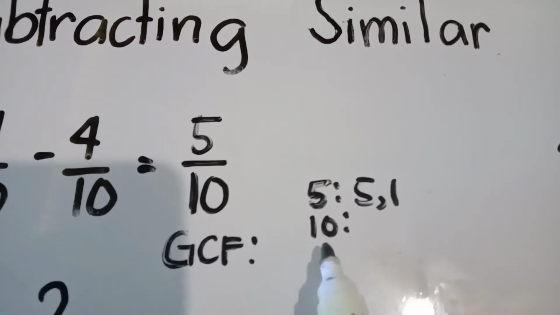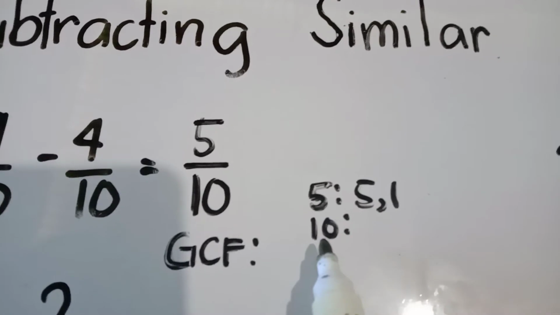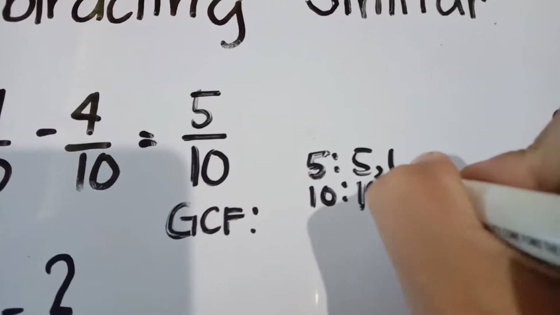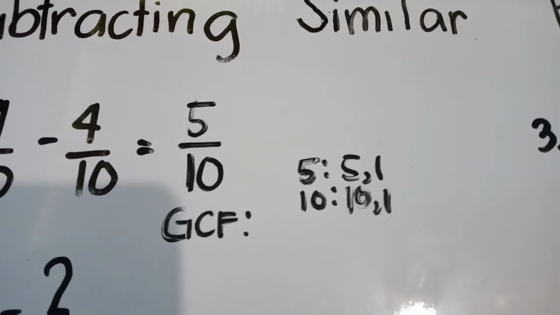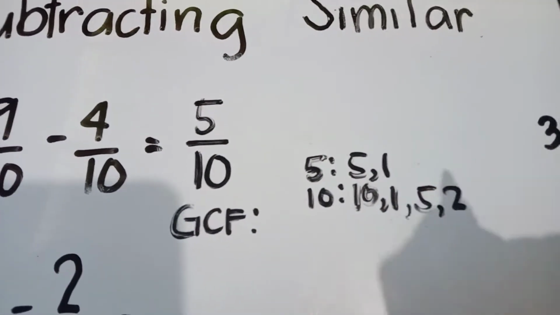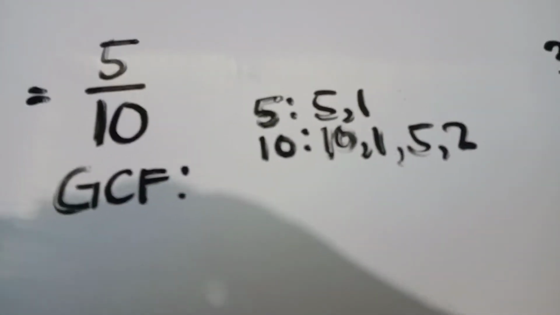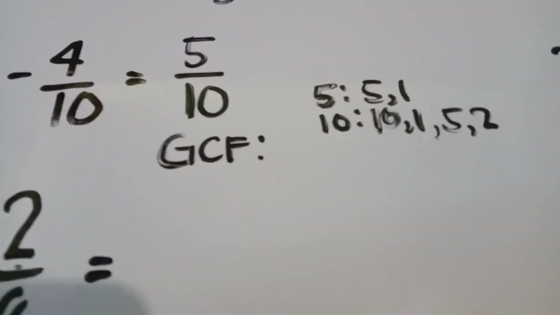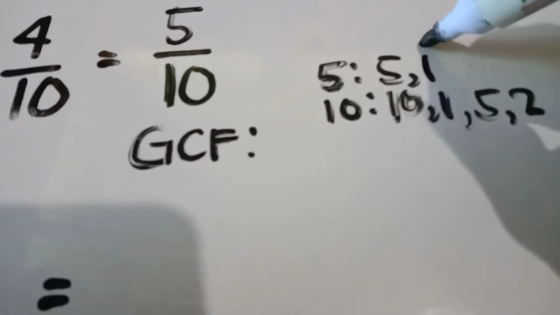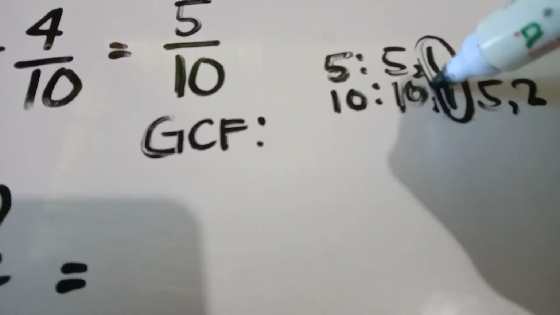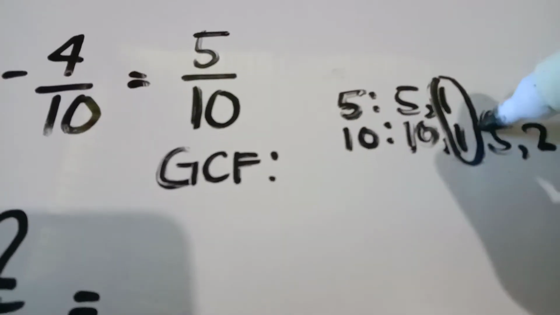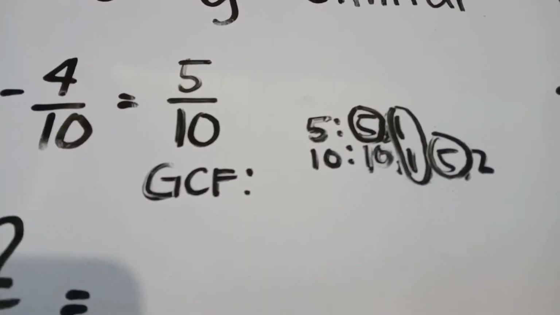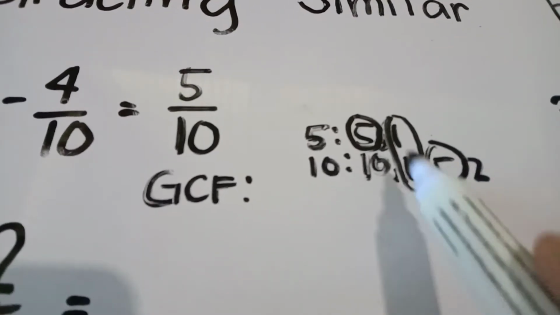Next, let's proceed to the next digit, 10. What are the factors of 10? So we have 10 times 1, or 10 and 1. What else? We have 5 and 2. So those are the factors of 5 and 10. Now, out of those factors, we are going to look at the common factors. So 1 is a common factor. 5 is also a common factor of 5 and 10. So the common factors of 5 and 10 are 1 and 5.